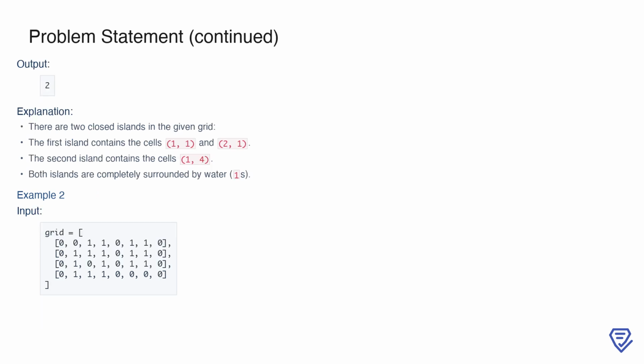For our first example, the grid is an 8x4 matrix where 1s represent water and 0s represent land. When we analyze the grid, we find two closed islands. The first island consists of the cells (1,1) and (2,1), and the second island consists of the single cell (1,4). Both of these islands are completely surrounded by water, with no part of the island touching the boundary of the grid. Therefore, the output for this grid is 2, as there are two closed islands.